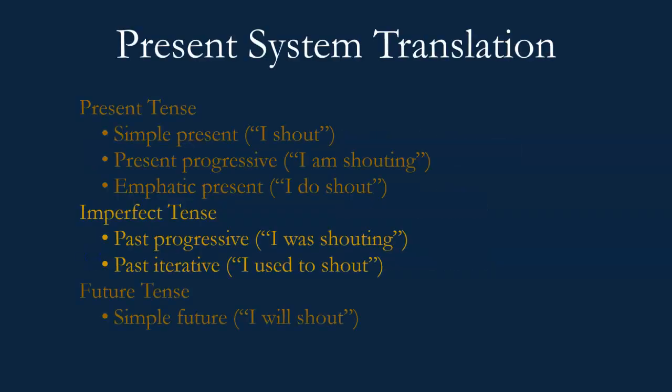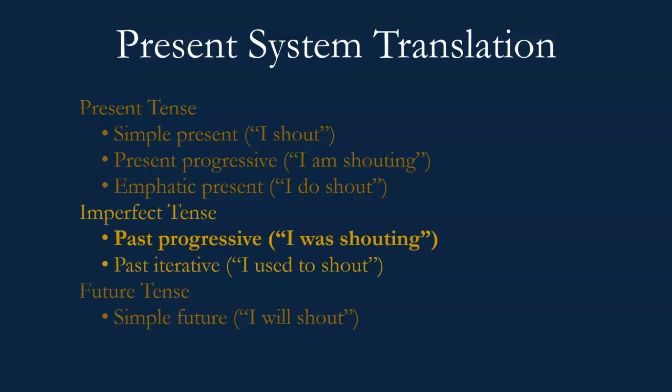There are 2 ways to translate the imperfect tense. First is the past progressive. I was blanking, you were blanking, he, she, it was blanking. We were blanking, y'all were blanking, they were blanking. The past progressive translation of habebas is you were having.